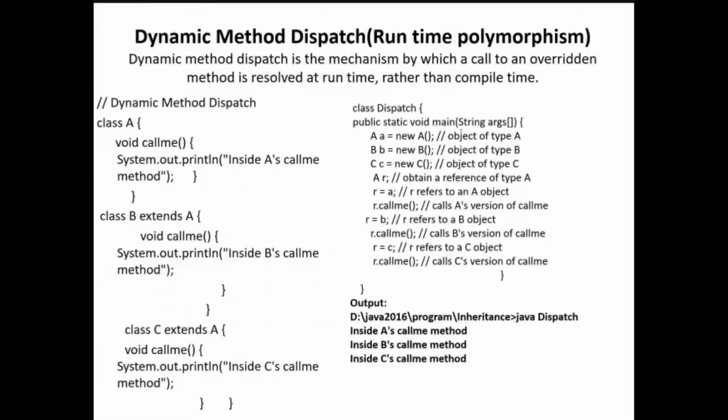Now, dynamic method dispatch, runtime polymorphism. In C++ we have studied the concept called the virtual function. Here it is called dynamic method dispatch. In C++ also, the virtual function concept is called runtime polymorphism. Here also it is called runtime polymorphism. Dynamic method dispatch is the mechanism by which a call to an overridden method is resolved at runtime rather than compile time. Do you remember the virtual function concept of C++?